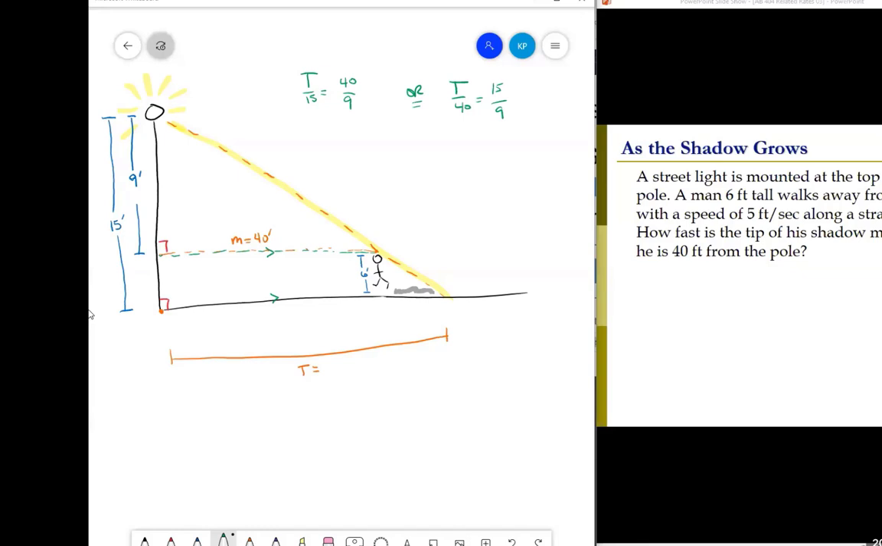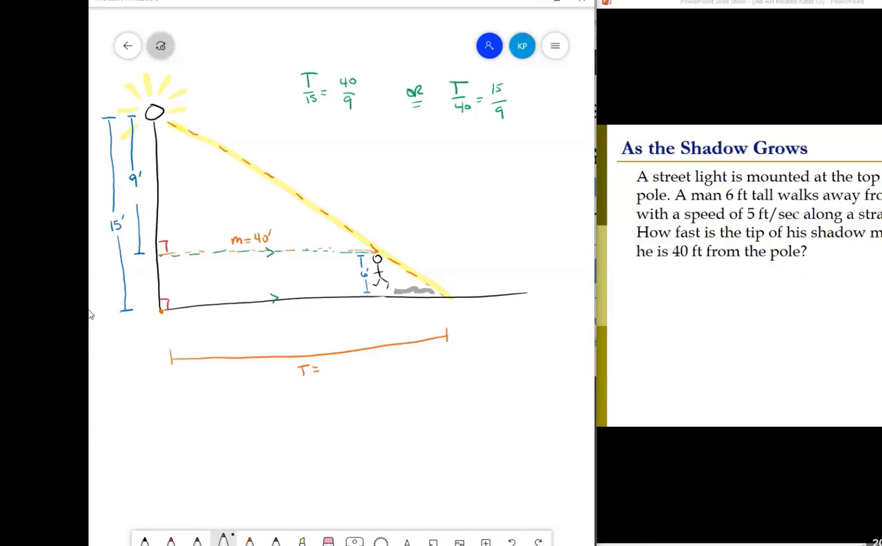So you could set it up either as the bottom base is to the bottom base as the bottom leg is to the bottom leg as the left leg is to the left leg. Or you could say the bottom leg is to the left leg as the bottom leg is to the left leg of each respective triangle.